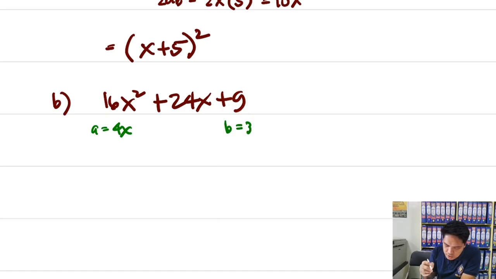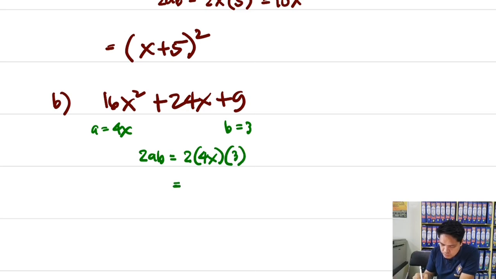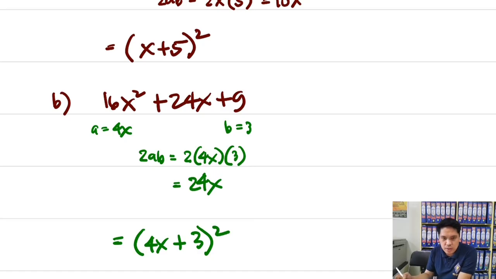Okay, so let's look at the middle term. It should be 2ab. So that would be 2 times a times b. So 4 times 3 is 12 times 2, 24. So it's 24x. So that is a perfect square trinomial. So therefore, the factor of this is just 4x plus 3 squared, or 4x plus 3 times 4x plus 3.